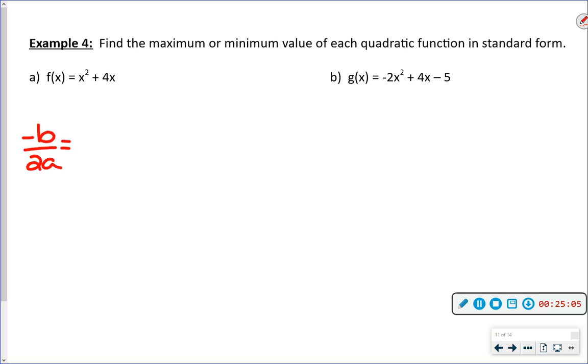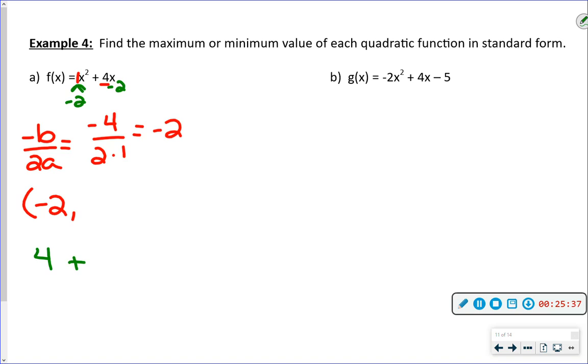So little calculations. Opposite of b is 4, so we're going to put -4, 2 times a. And do that in our heads, -4 over 2. Now remember, that is your x coordinate. When we want max or min, I'm after the y coordinate from you. So big deal, you probably can still do this in your head. You're just going to replace these x's with -2. So I'm going to have -2 squared, 4 times -2. Got it. I'm just going to total that up.